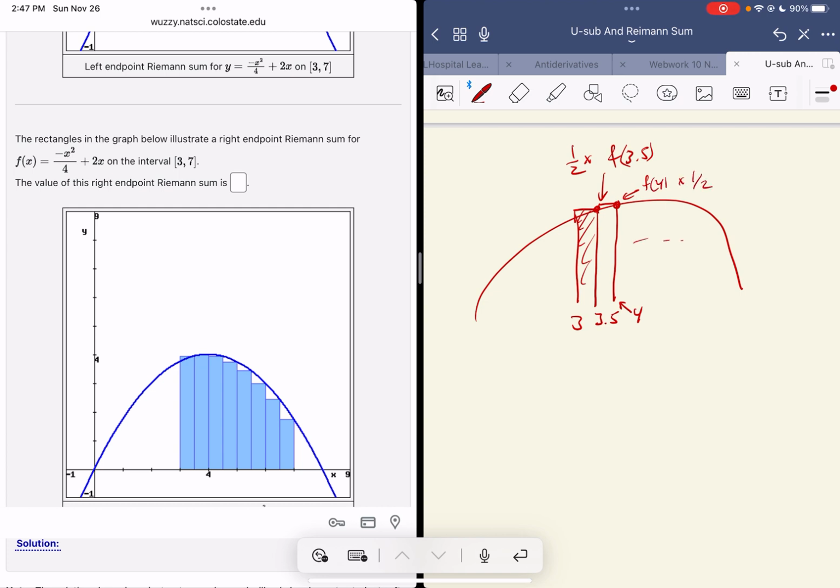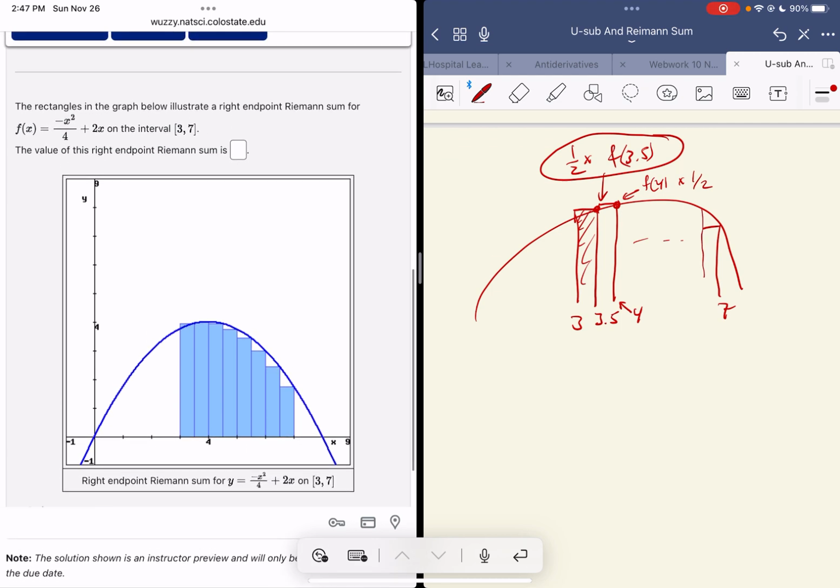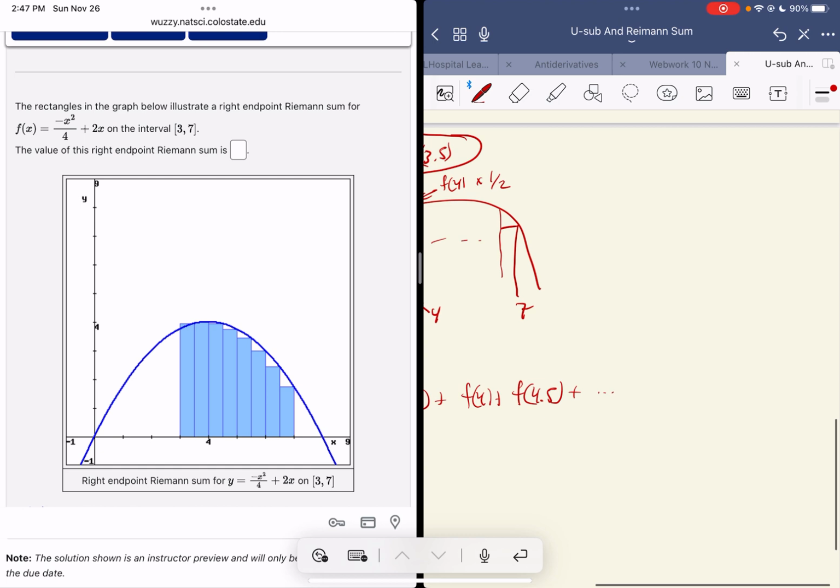And so you just keep doing it. And so notice this time, we began with f of 3.5, and we're actually going to stop when we hit 7. That's going to be our last rectangle. And you can see that in the picture over here. So this time the computation is 1/2 times f of 3.5 plus f of 4 plus f of 4.5 plus, and you just keep going with the pattern, dot, dot, dot, until you hit 7.